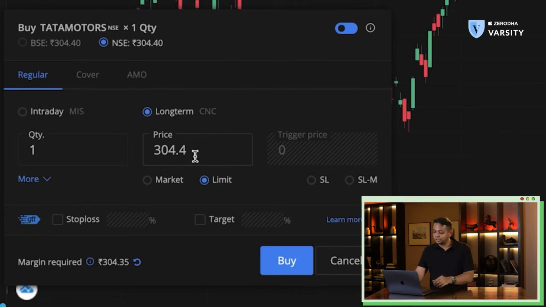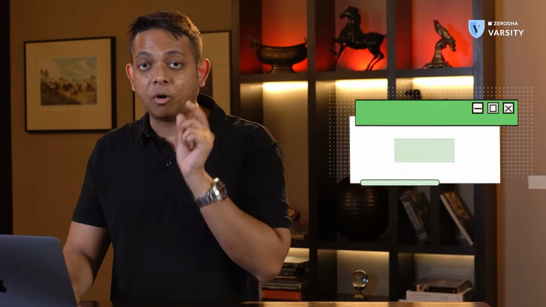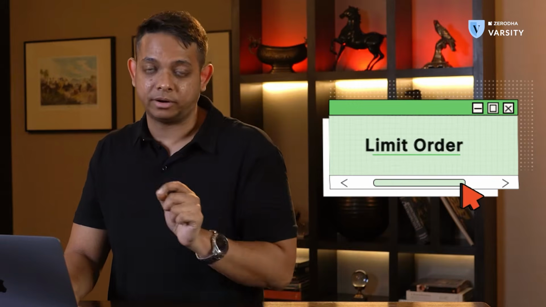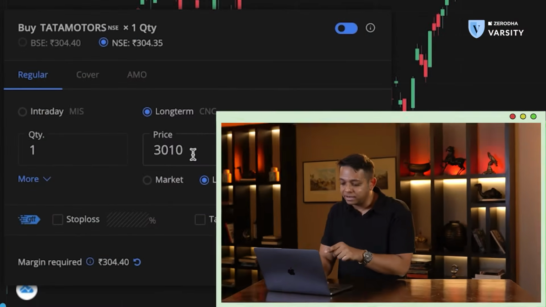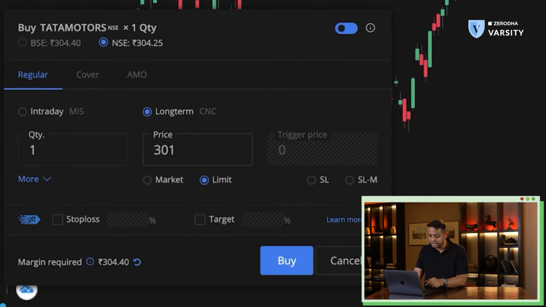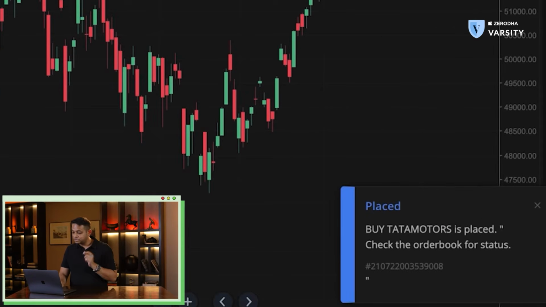I can choose to change this price to a higher number and place an order, which is called a limit order. Remember, a limit order is where you specify the price that you want to enter. So I'm entering a slightly lower number, actually. I'll change this to this number and place the order. So as you can see, the order has been placed and I can check it in the order book.